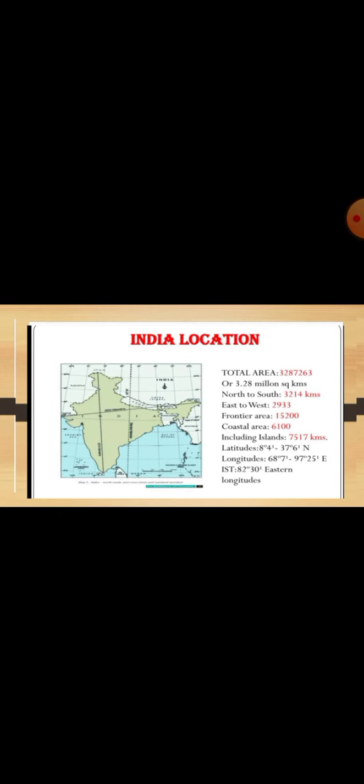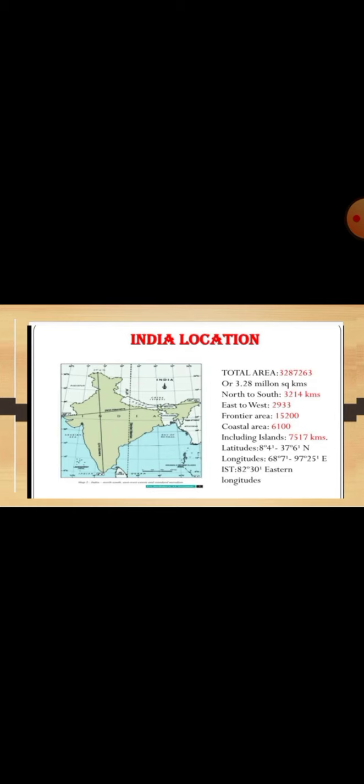Let's see here. The total area of India is 32,87,263 square kilometers or 3.28 million square kilometers. The distance from north to south is 3214 kilometers, and from east to west 2933 kilometers. The frontier area is 15,200 kilometers, the coastal area, the area which is near to the ocean, is 6100 kilometers, and including islands 7517 kilometers.